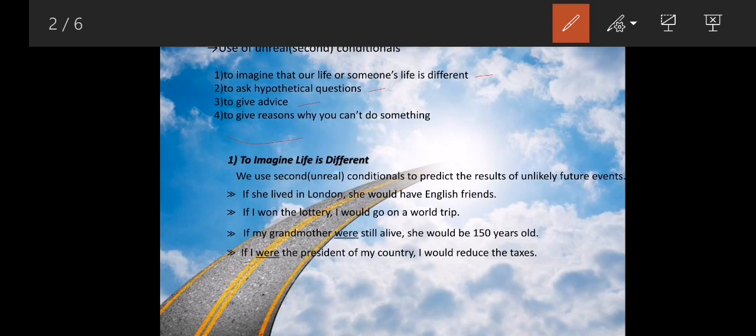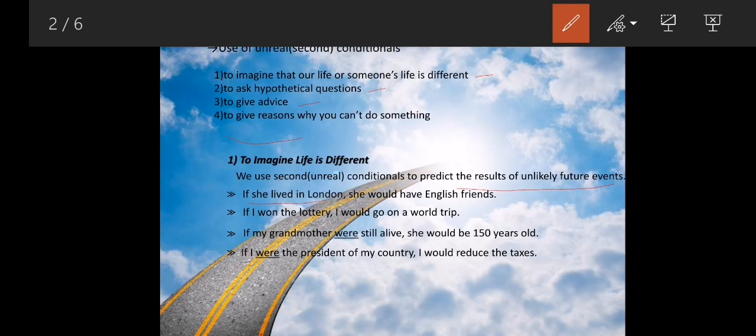To imagine life is different. We use second or unreal conditionals to predict the results of unlikely future events, to talk about things in the future that are unlikely or things that are impossible in the present, that are impossible now. Let's have a look at these examples.